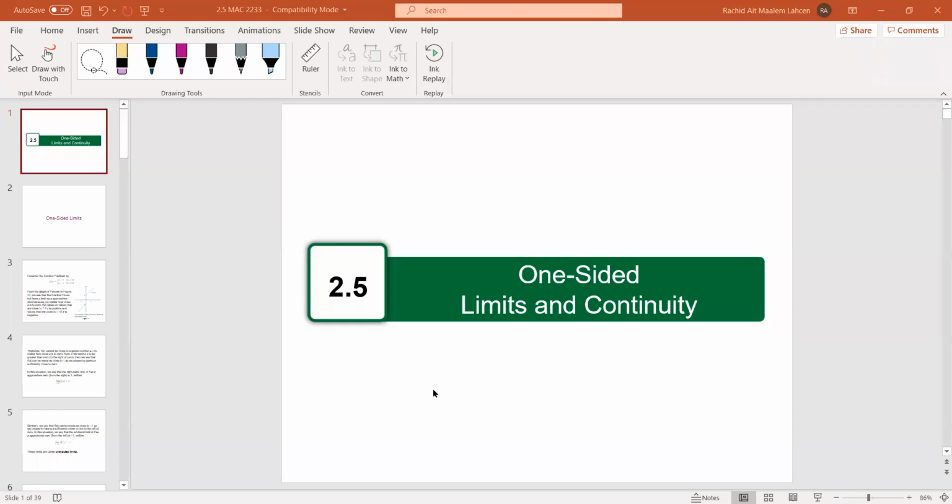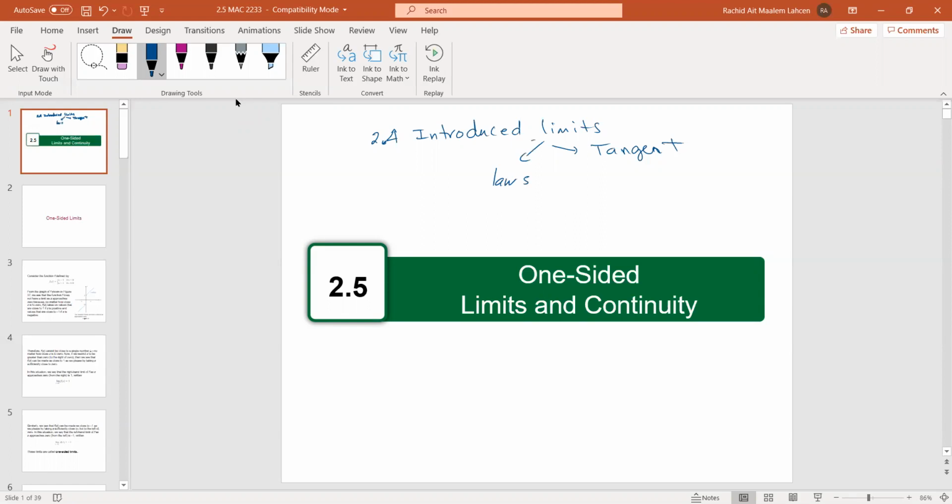Hi, everybody. So we'll continue with 2.5. As I mentioned, now we did the introduction to calculus. In 2.4, we introduced the limits, the definition, and the tangent, starting with the tangent, and we did some examples. Now we have a good idea about some techniques to use with the limits and their laws, right?